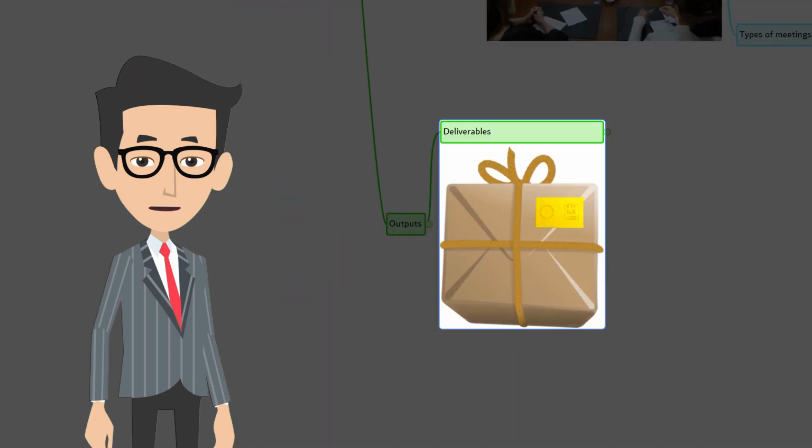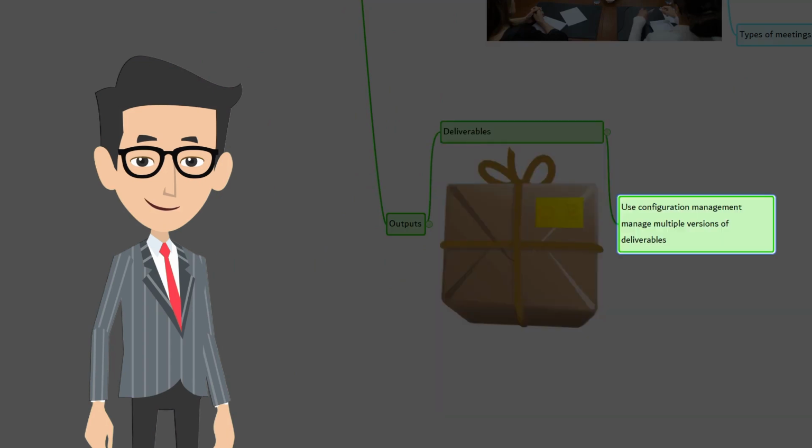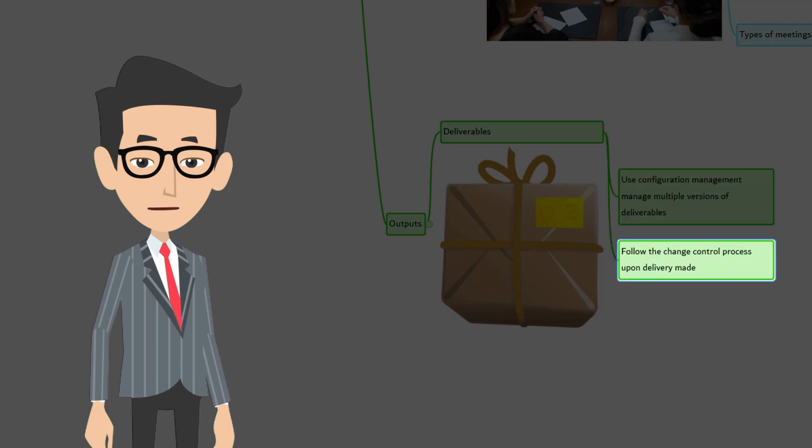The first output is deliverables. The control of multiple versions of deliverables such as documents, software, and building blocks is supported by configuration management procedures and tools. Once the first version of deliverables is made, any change must follow the change control process.